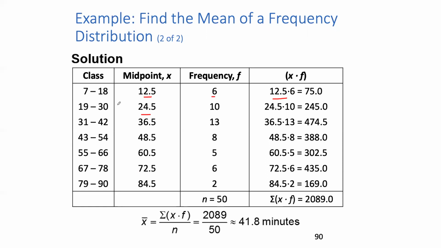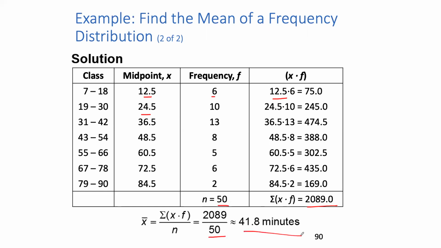And the midpoint of that class is (19 + 30)/2, which is 24.5. So I'll treat it as if there are 10 24.5s in the data set. So this is basically adding up 12.5 six times, which is 75, adding up 24.5 10 times, which is 245, and so on and so forth, right? So here I have the sum of all of that, and then I divide by the total number of entries in the data set, which is 50, and I get the average, right?